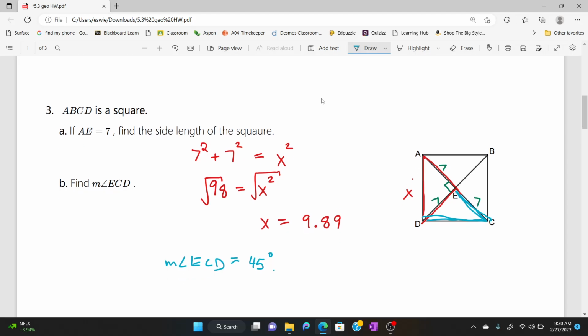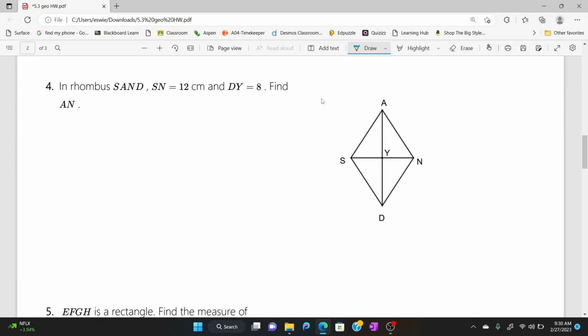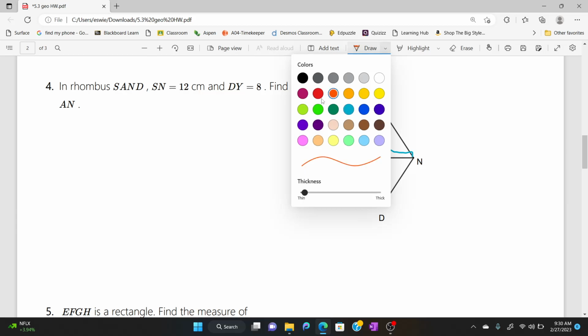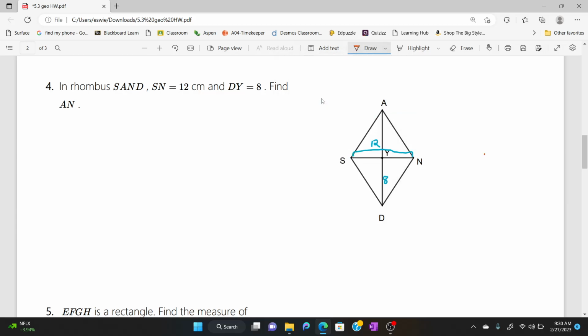All right, let's look at the second page. Number 4 says in rhombus SAND, S-A-N-D, SN is 12, and DY is 8. Find AN. So once again, in a rhombus, the diagonals will bisect each other. So in other words, AN would be 6 and AY would also be 8.